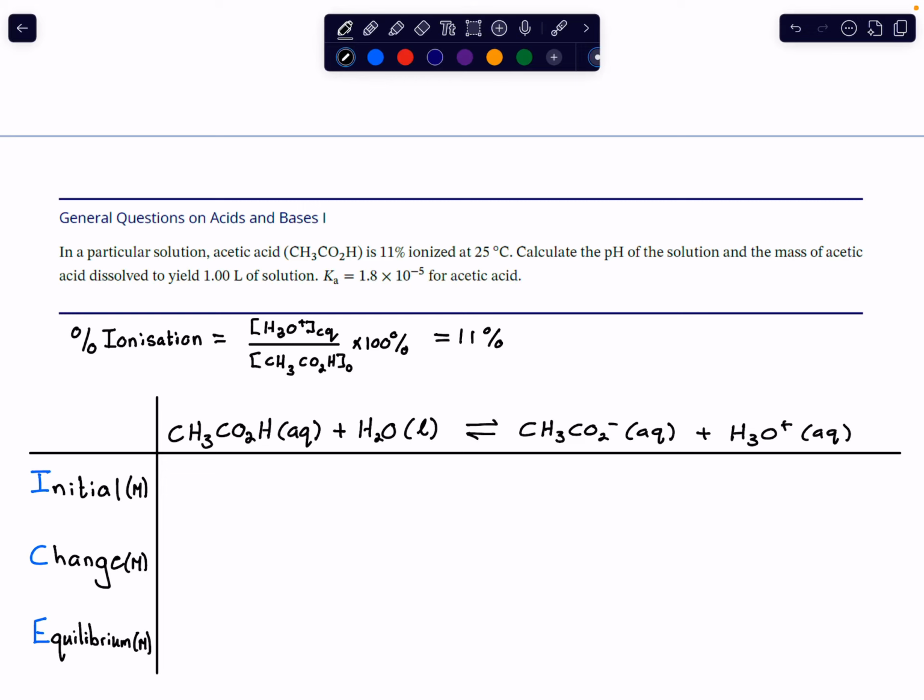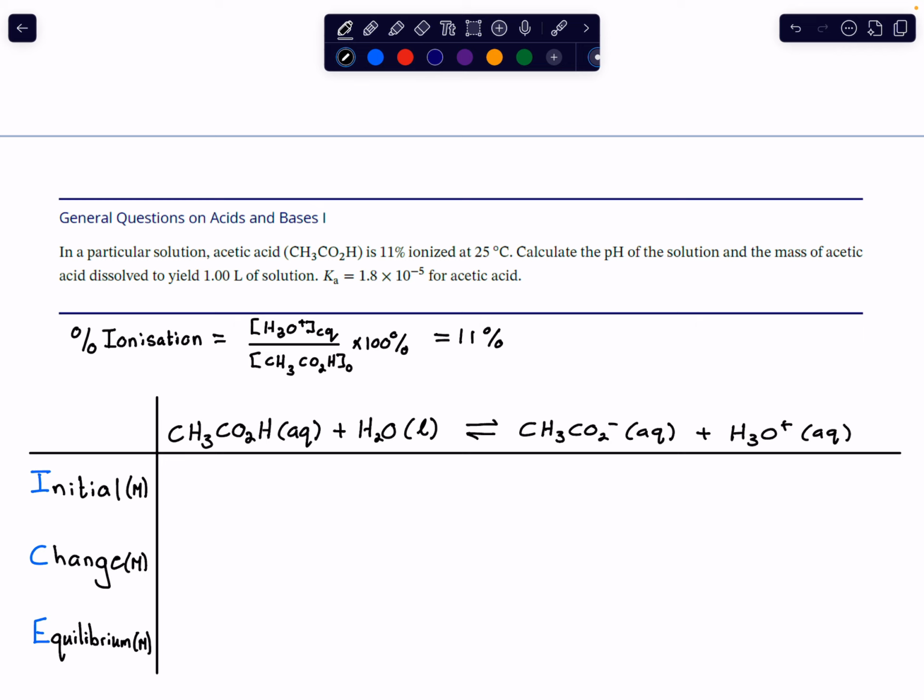Hello everyone. So let's look at some more questions on acids and bases and how to do calculations regarding pH and equilibrium concentrations. In this specific example, we're told that the solution of acetic acid is 11% ionized at 25 degrees Celsius. And then we're told to calculate the pH of the solution and the mass of acetic acid dissolved to yield 1 liter of the solution. We're then also given the Ka for acetic acid.